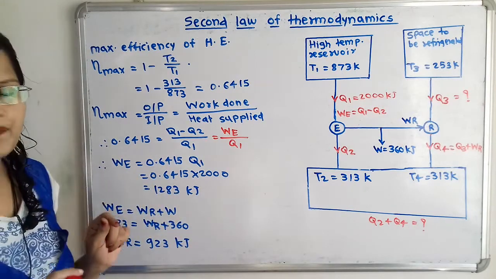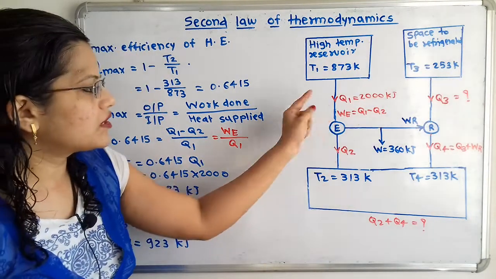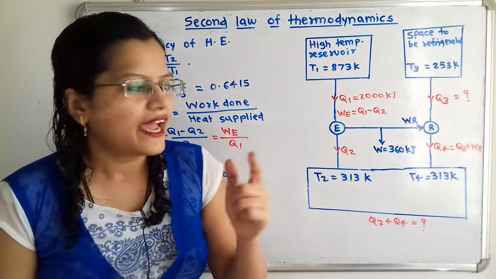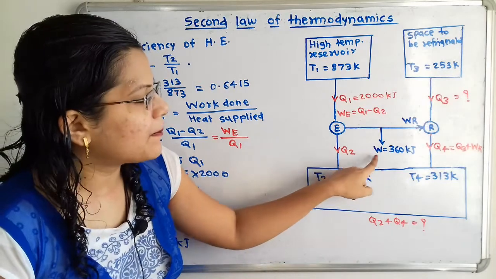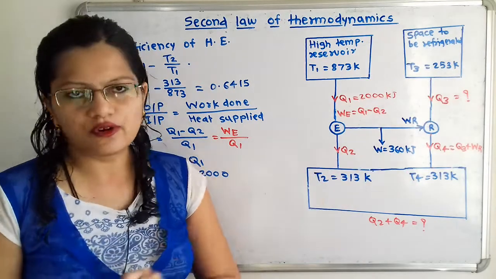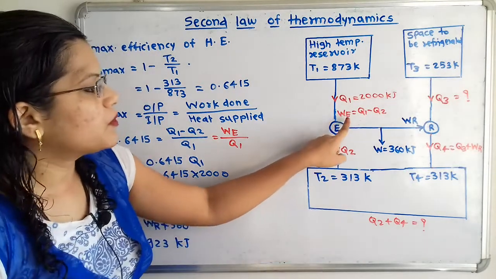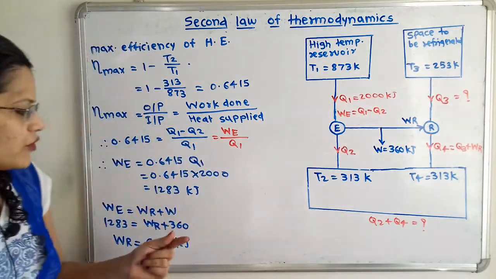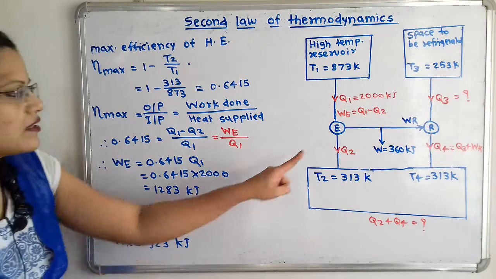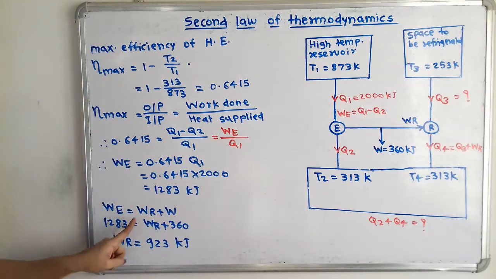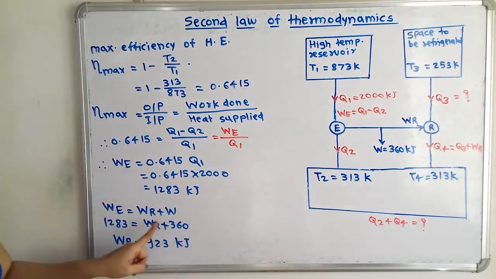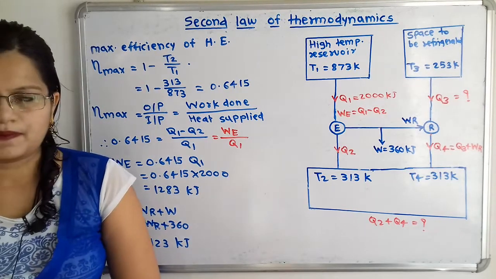is 1283 kilojoule. Now we know that this total work output is supplied as an input to the refrigerator, and the remaining is given as the combined output, that is 360 kilojoule. So WE is equal to WR plus W. Putting the known values, WE is known, WR is unknown, and W is 360 kilojoule. Then WR is equal to 923 kilojoule.